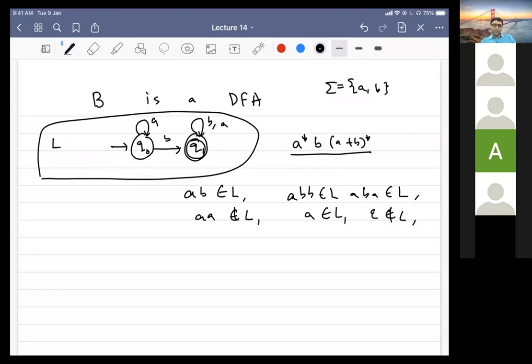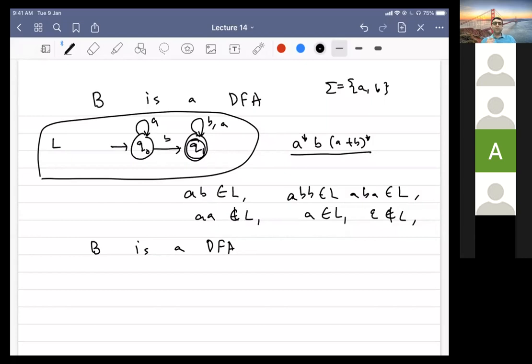Now the question is: suppose B is a DFA, and I do not provide you any meaningful representation of this DFA, I just tell you that there exists a DFA. If I say such a thing, then you know that there must exist some DFA, and you understand what a DFA is and how it works, what its inputs and outputs are, and how it goes from one state to the other, and so on and so forth.